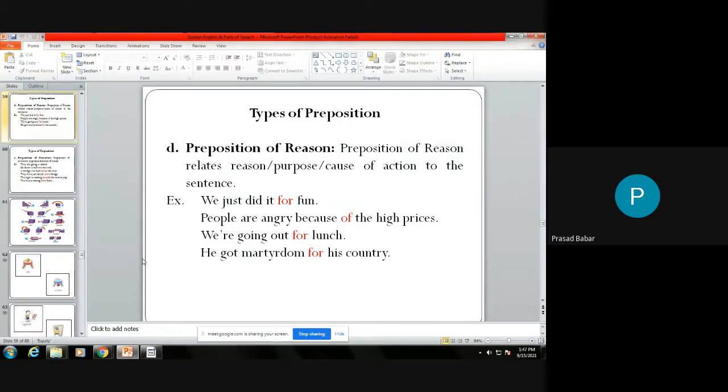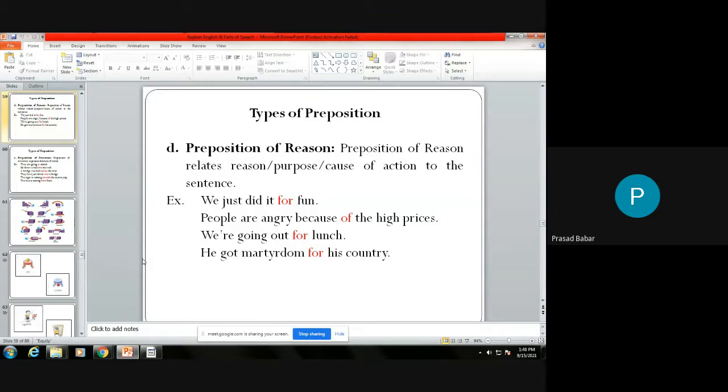Let's see examples of this type of preposition. We just did it for fun. So here "for" is working as a preposition of reason. For what reason did we just do it? It is for fun. That is why "for" is the reason-showing word, or cause-showing word, or purpose-showing word. That is why "for" is working as a preposition of reason.